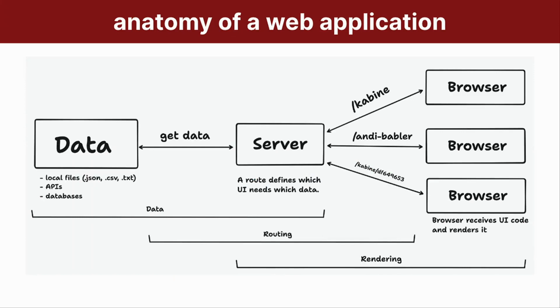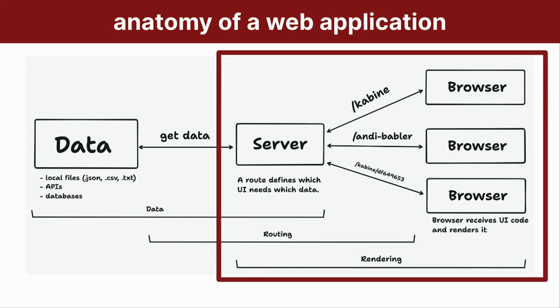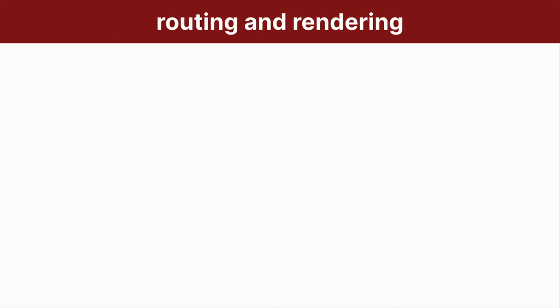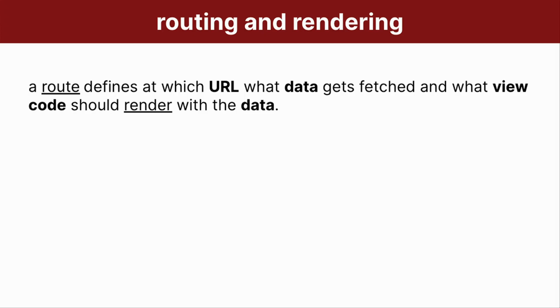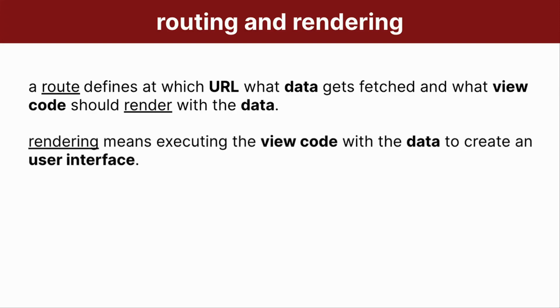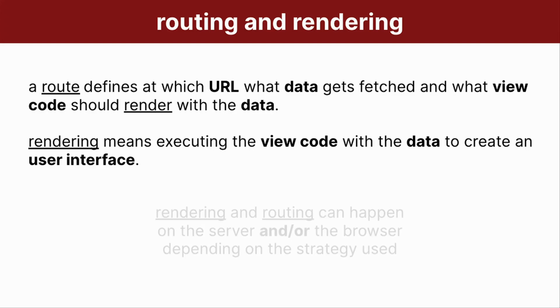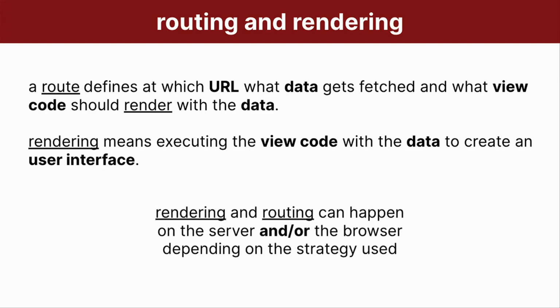Now to the next part, and probably the core part of the experience, rendering and routing. So what is routing? What is rendering? A route, very simply, is a URL, which is the core of the web application. And a URL defines at what point what data needs to get fetched and what view code should render the data. And rendering just means executing the view code with the data together to create the user interface, which in our case means HTML in the end, because the browser can only understand HTML. And an important distinction is that routing and rendering can both happen on the client and/or the server, depending on the paradigm you use.